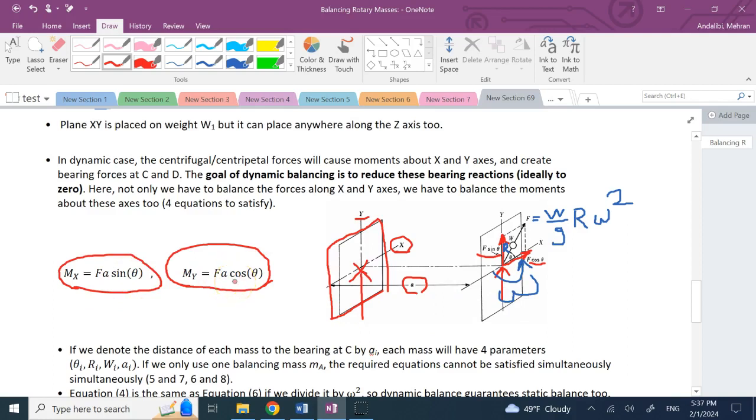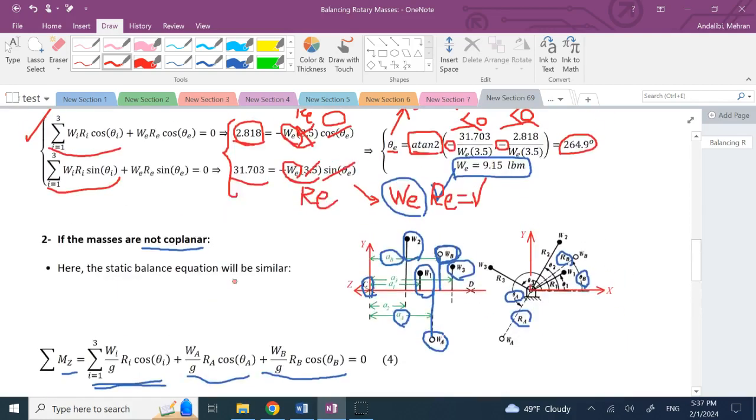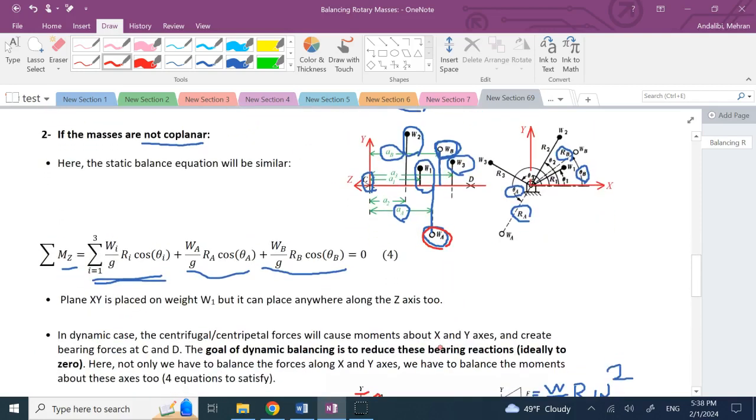So here, why can't I just pick one mass, WA, at a distance AA, angle theta A, and radial distance RA, and that does the job of balancing for me? Why can't I just go with a single mass? Well, let's take a look.